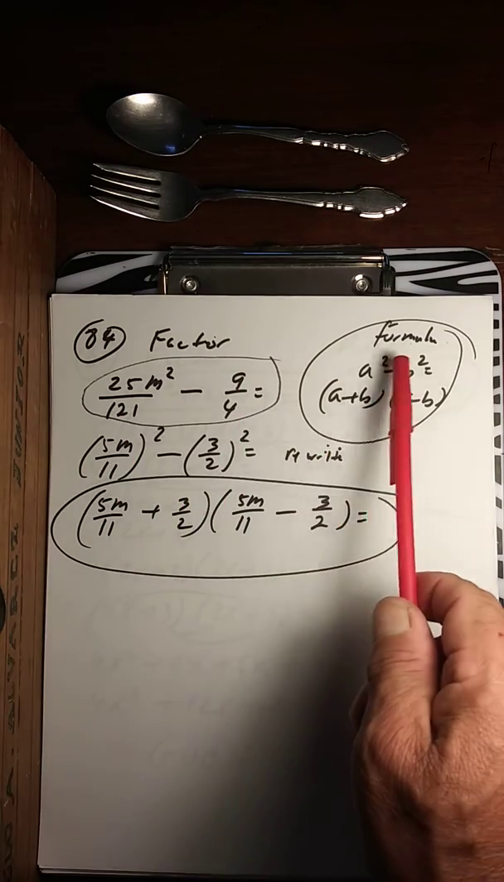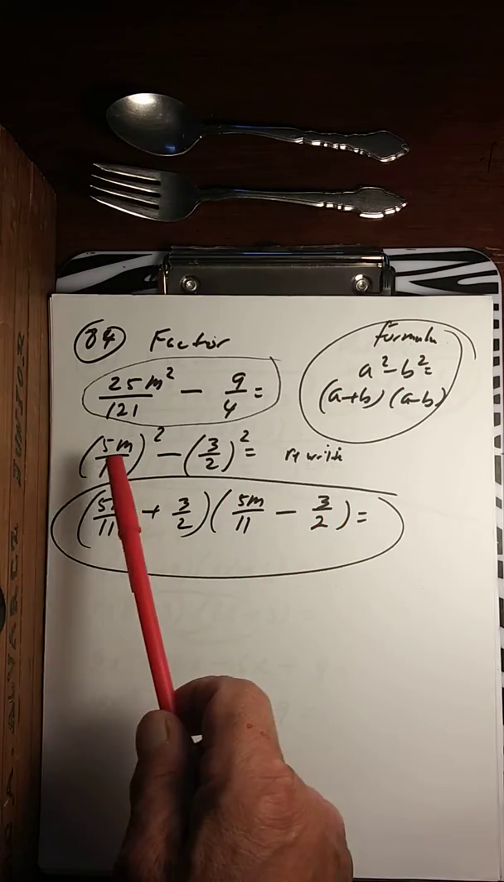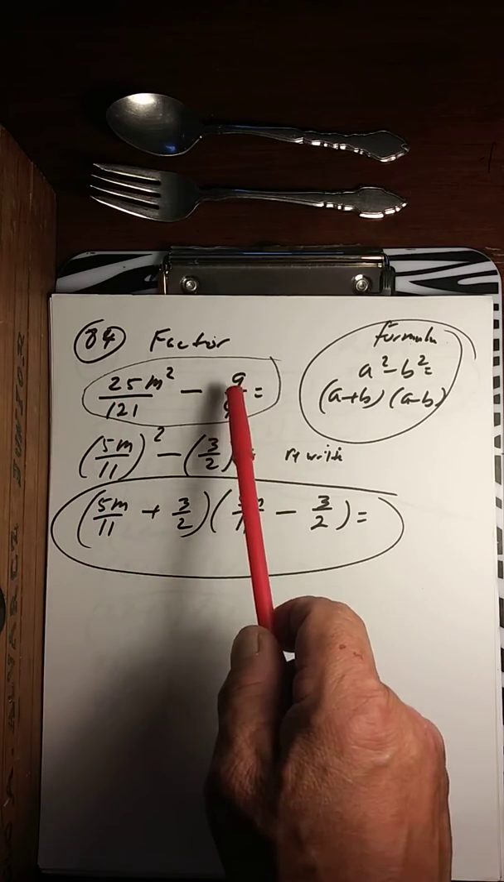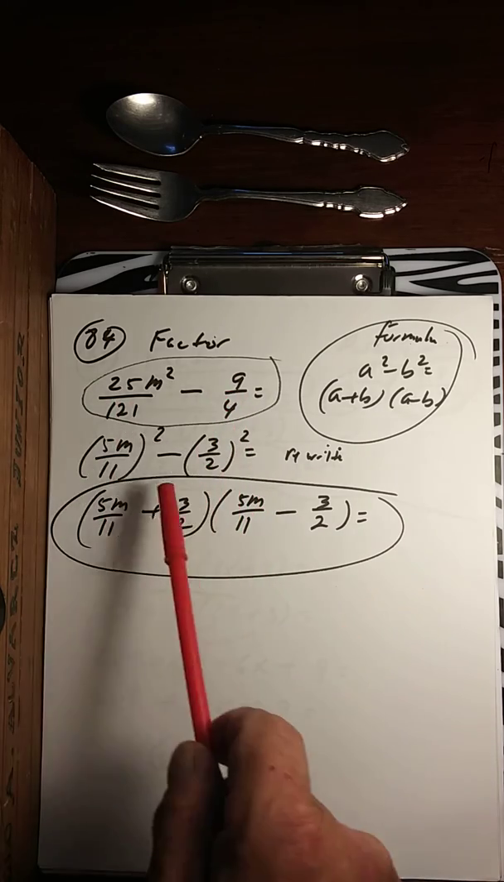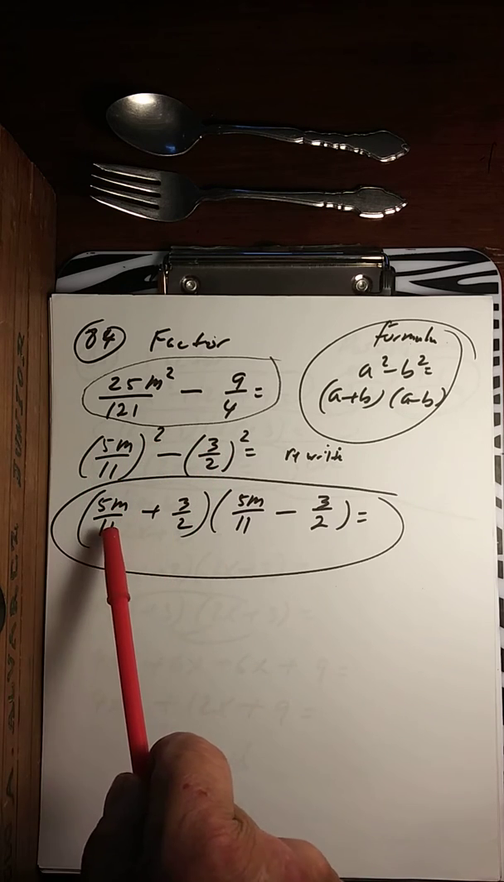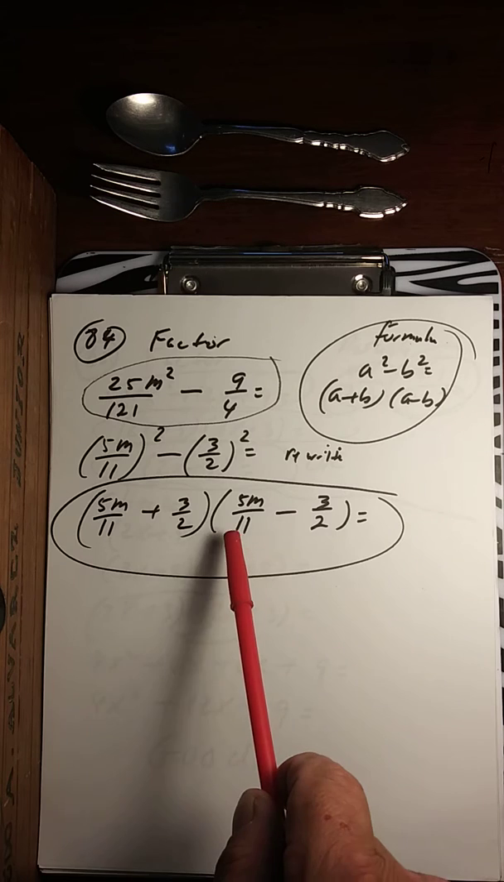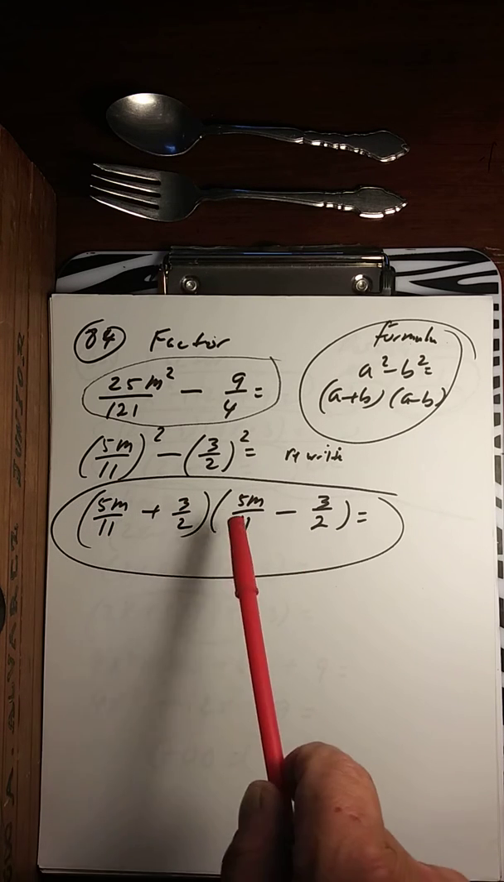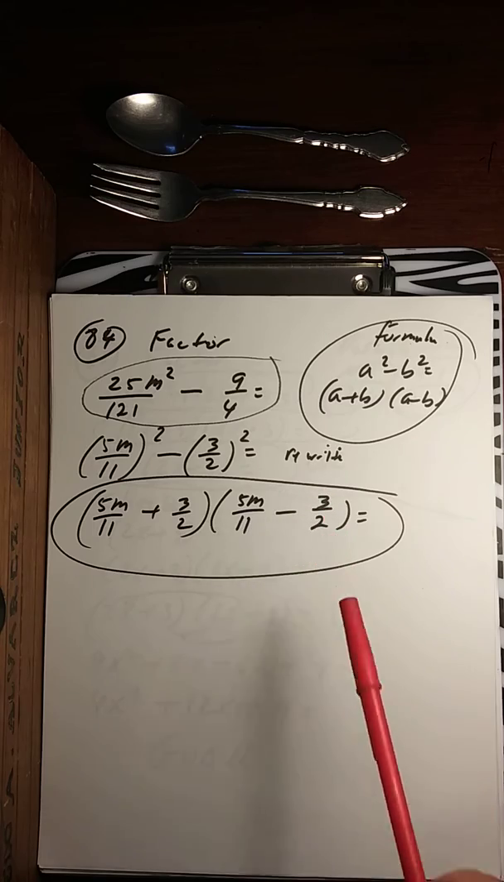Difference of squares again, a squared minus b squared, a plus b, a minus b. So first one squared, 5 times 5 is 25, 11 times 11 is 121, 3 times 3 is 9, 2 and 2 is 4. So this is the setup. So now we have 5m over 11 plus 3 over 2, 5m over 11 minus 3 over 2. 5m over 11 plus 3 halves, 5m over 11 minus 3 over 2.